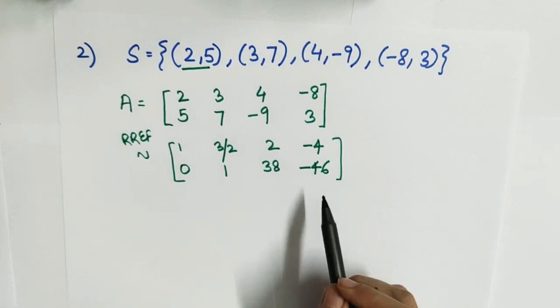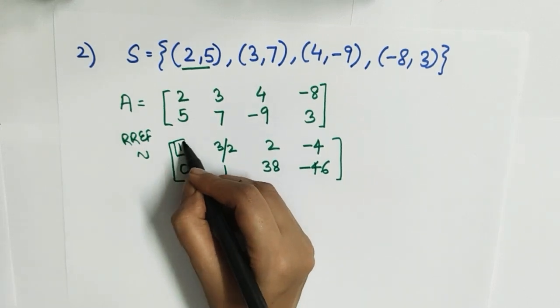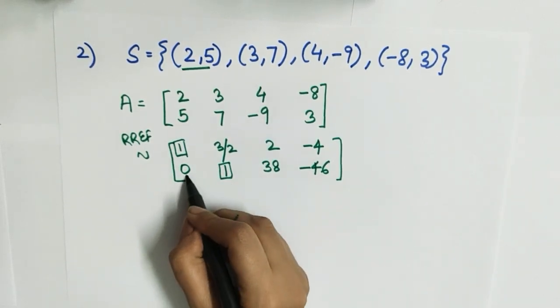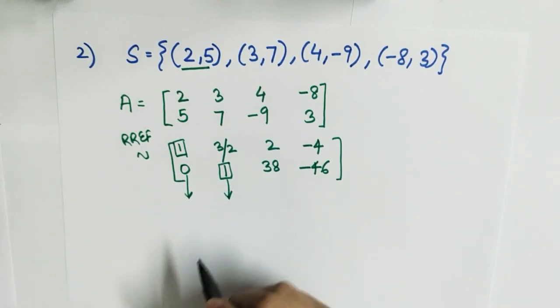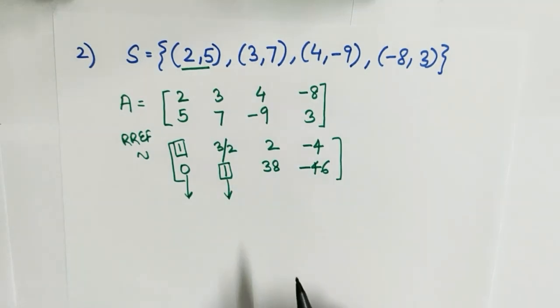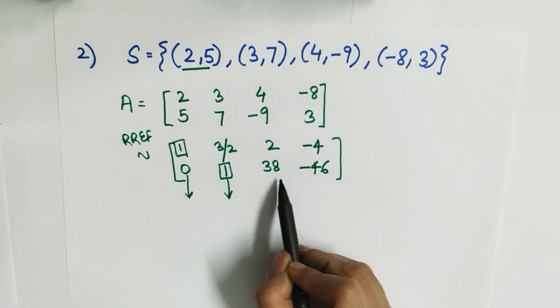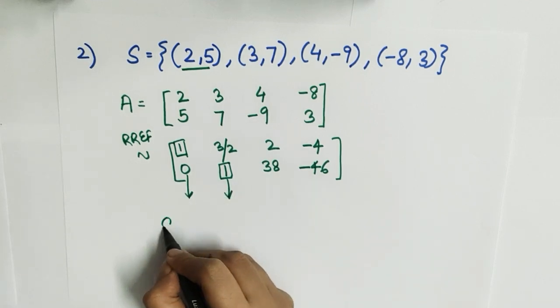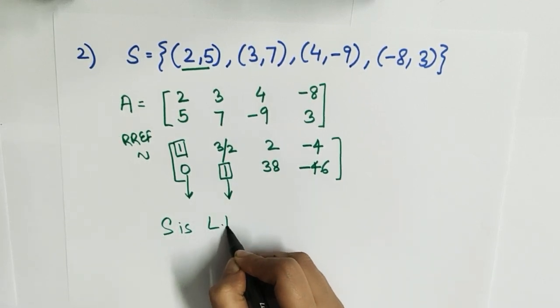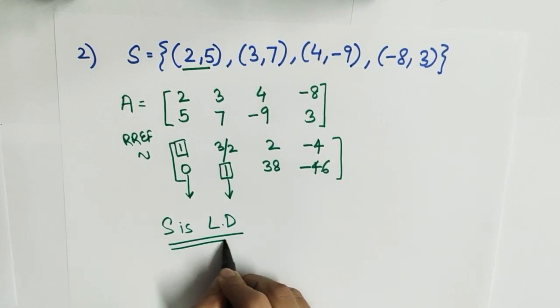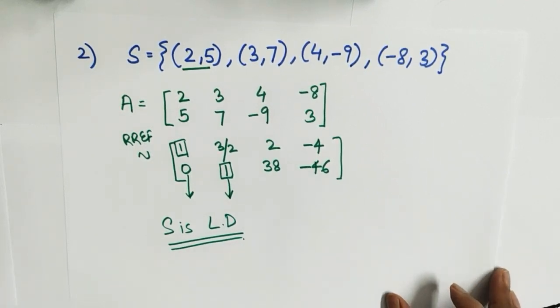From the RREF we can see that only the first two columns are pivot columns. That means, because every column is not a pivot column, S is linearly dependent. This is how ITM works.